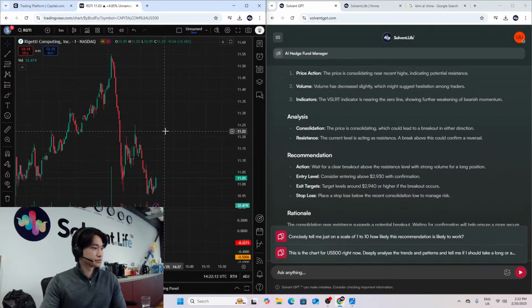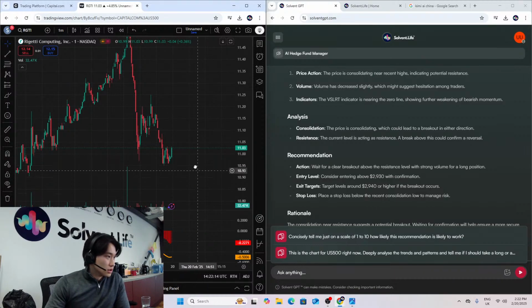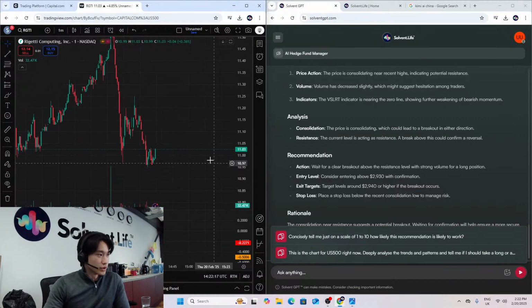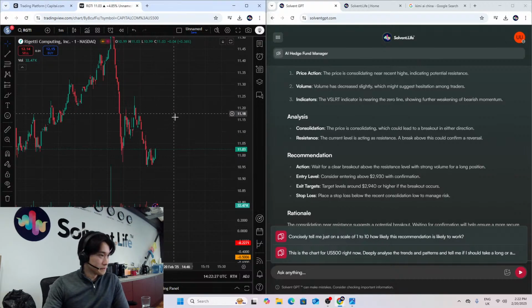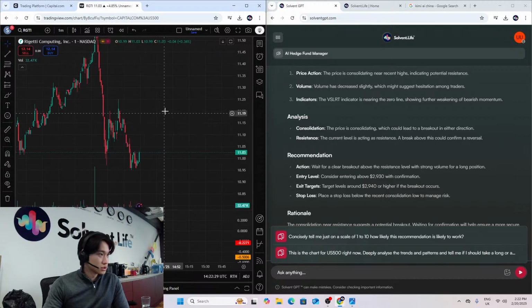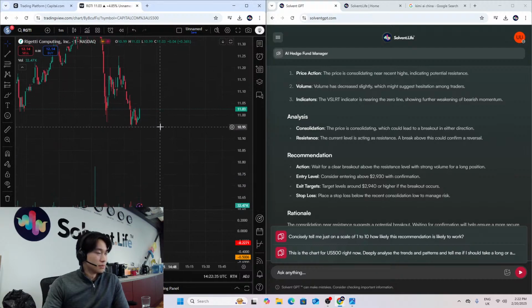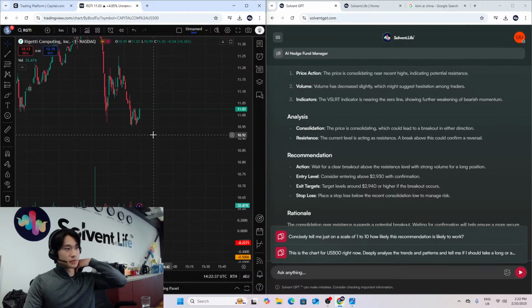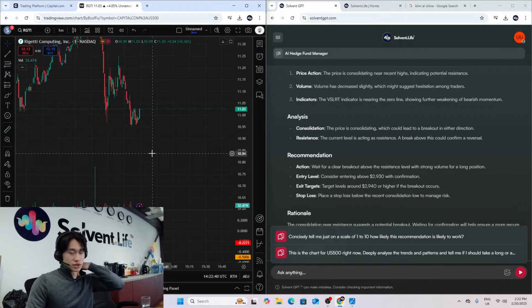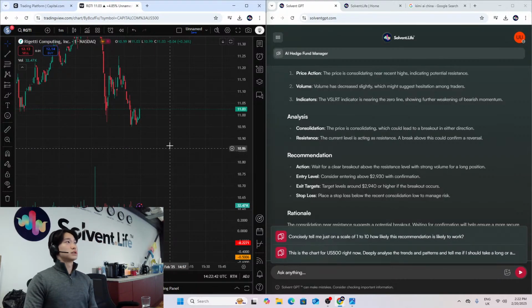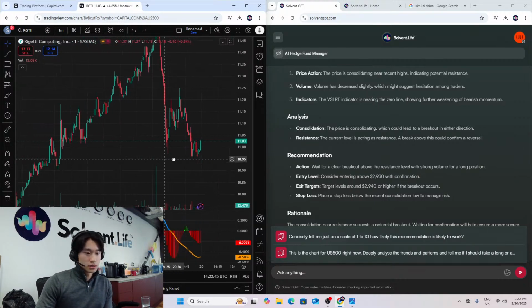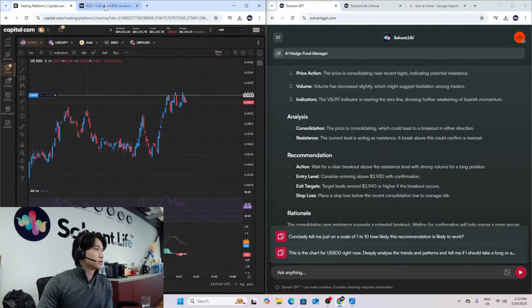Rigetti. So the GPT did say if it breaks above 11.03 with high volume, then to enter long to, I believe it was around 11.25, but if it doesn't and it breaks below it, then short to $10.85. So we'll keep an eye on that. We're about 8 minutes away from market open.